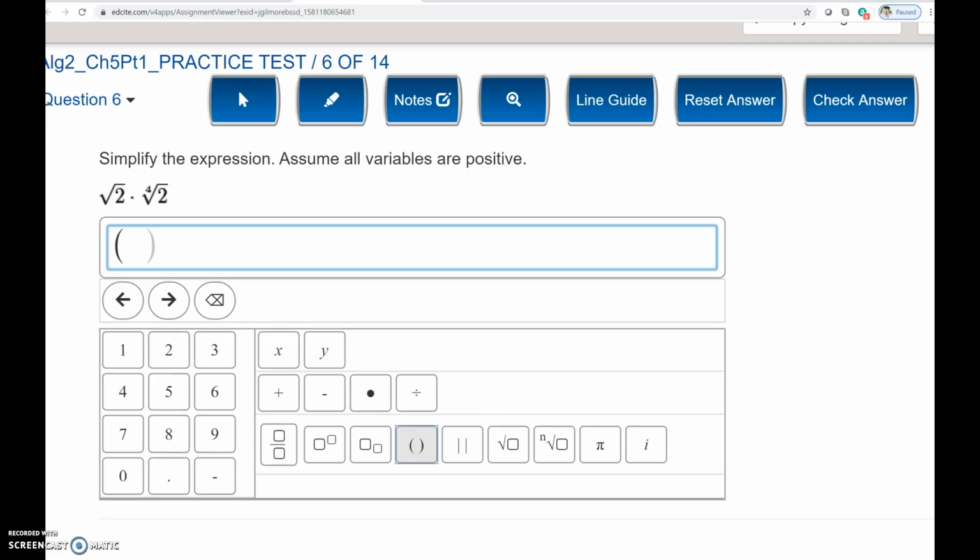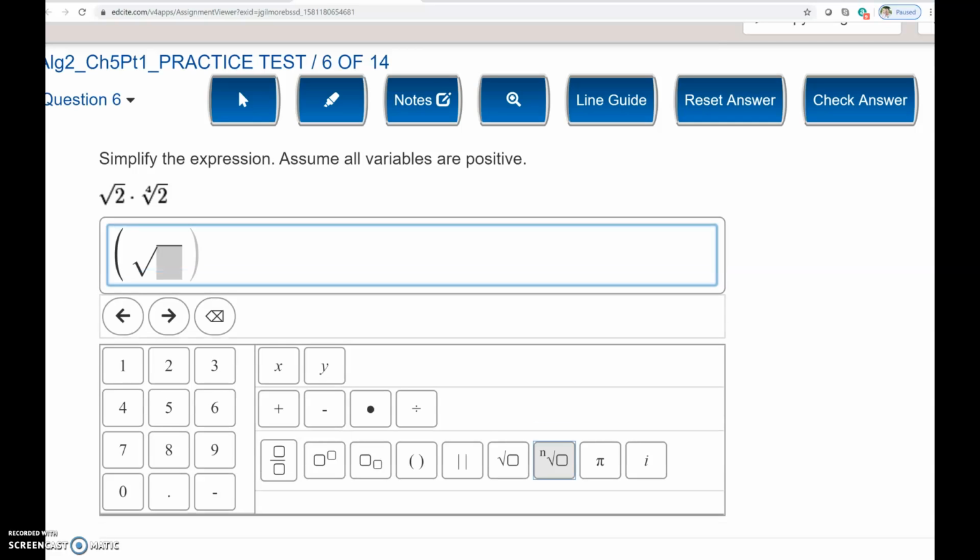So you need parentheses. The 4th root, look over to the right. You see the square root symbol? And then next to that it says n and then a radical. That's the nth root. So you want that one. And then you can type in that this is the 4th root of 2. And then outside of the parentheses, raise it to the 3rd.